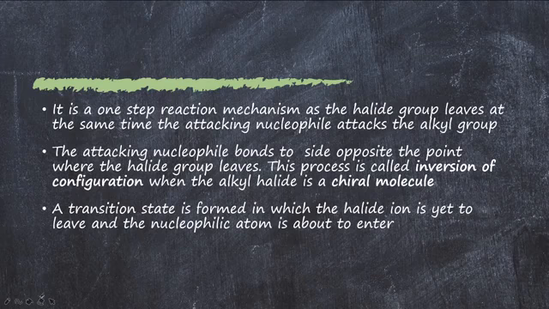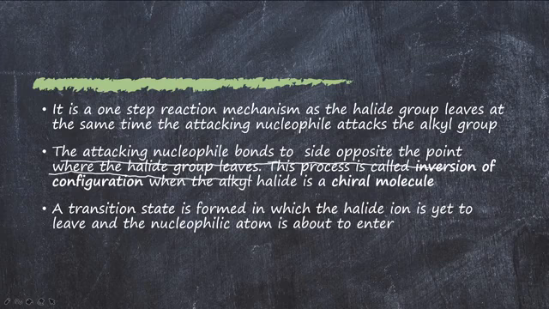Now, another variation between this and SN1 reaction mechanism, it is a one-step reaction mechanism as the halide group leaves at the same time the attacking nucleophile attacks the alkyl group. SN1 is two-step, SN2 is one-step. That means as the halide group is leaving, the nucleophile is also attacking. So at the end of the day, the attacking nucleophile bonds to the side opposite to the point where the halide group leaves. The attacking group bonds to the opposite side.